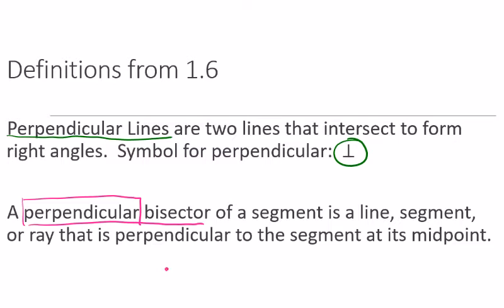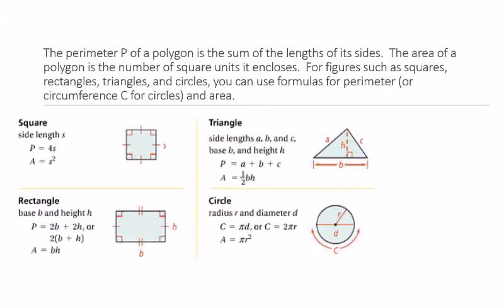Okay, so if I have a line segment AB, I could have a lot of different bisectors that cut the line into two equal pieces, but a perpendicular bisector is also going to create a 90-degree angle, and it's going to make two equal segments. All right.